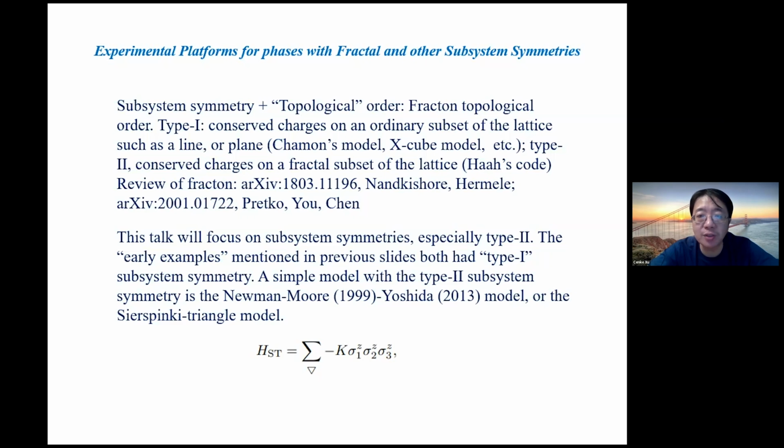So there are many prototype models like this. This is Chamon's model or the X-cube model. There's also a type 2 model where the conserved charges live on a fractal subset of the lattice, like the Haah code. It turns out that there are far more type 1 models than type 2 models.